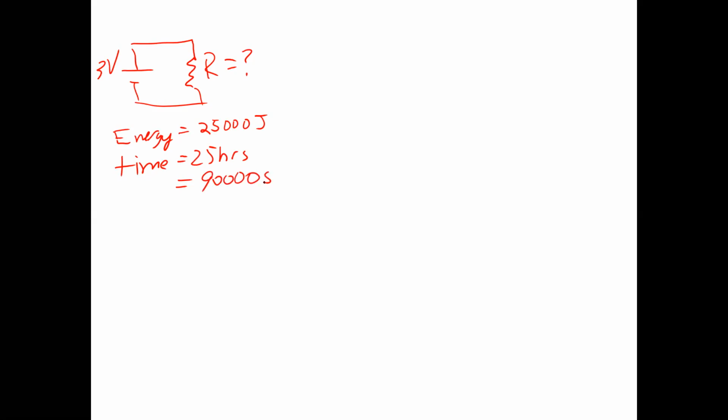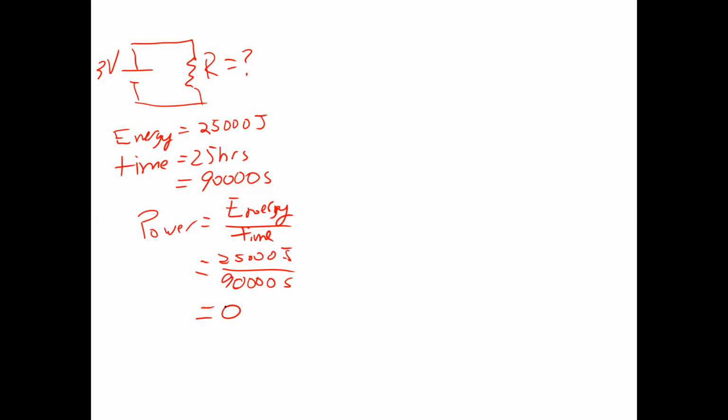Great. So with that information, we can figure out what the power is because we know that power is equal to energy over time. Yeah, you thought my handwriting was bad before. The stylus is doing the best I can here. 25,000 joules over 90,000 seconds looks like 0.222 watts. Okay, so there's our power.